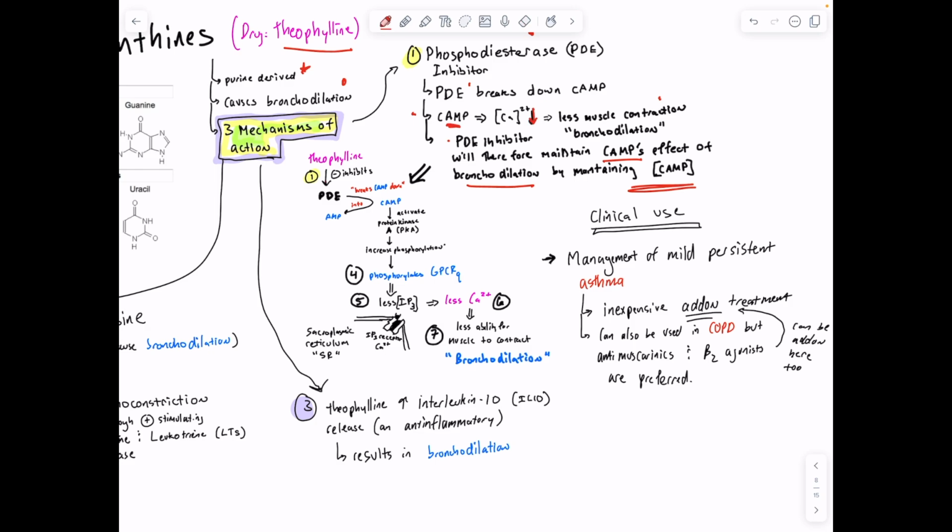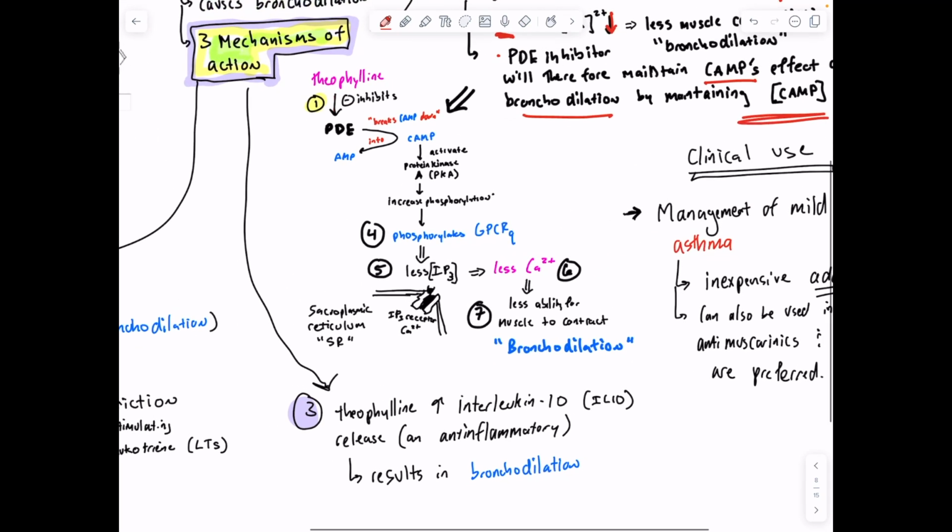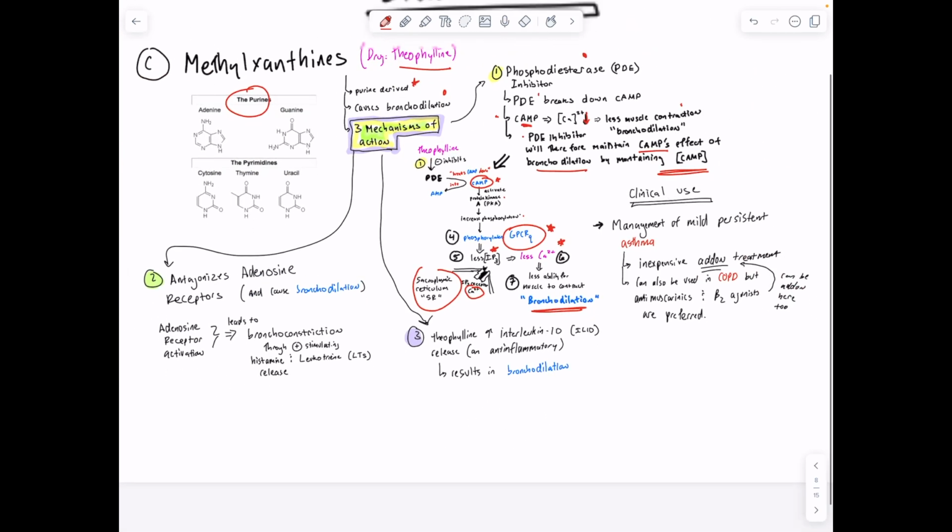cAMP is decreasing calcium ion concentration. And how is it doing that? Phosphodiesterase will break cAMP down, but generally cAMP activates protein kinase A, which increases phosphorylation of the GPCR Gq receptor, which would normally, when activated, result in increased IP3. cAMP will result in phosphorylation of this, resulting in less IP3, resulting in less release of calcium from the sarcoplasmic reticulum, therefore less calcium, less ability for muscle to contract, therefore bronchodilation. So inhibiting the breakdown of cAMP maintains less calcium. So cAMP causes less calcium.